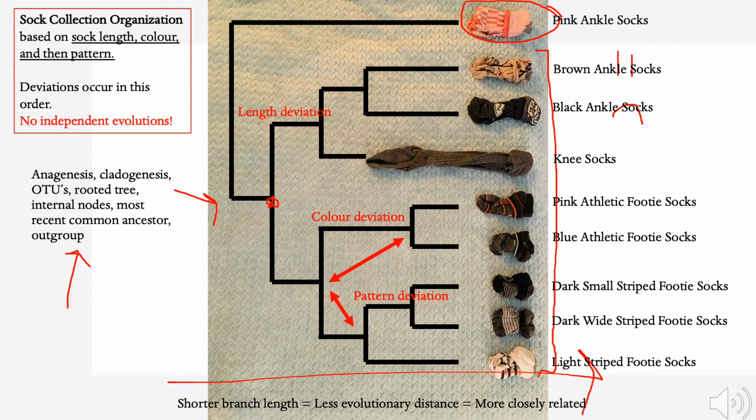For example, the distance between the athletic footy socks is much closer than the ankle socks. On the right, you can see that I've grouped some of the socks, and these are called clades. And attaching this grouping of ankle socks to the knee socks are these internal nodes. Internal nodes can also be a recent common ancestor, so the most recent common ancestor of the dark striped footy socks is represented by this node, and the most recent common ancestor of all striped footy socks is this node.